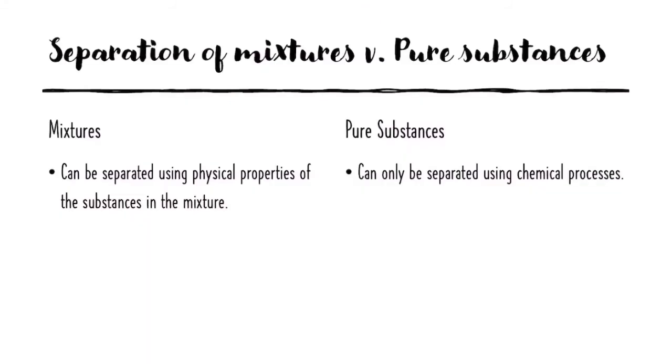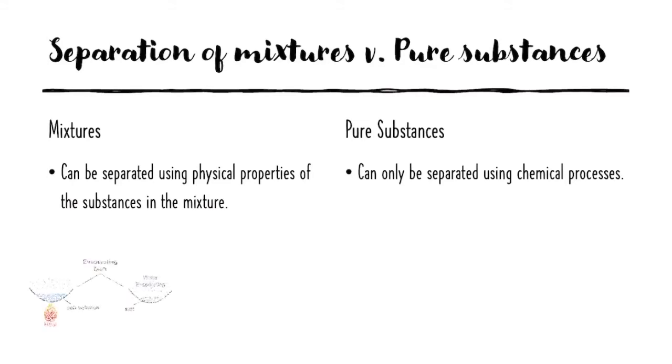All right, so now let's talk about separation. And first, we're going to talk about the differences between separating mixtures and separating pure substances. So when we're dealing with mixtures, these can be separated using the physical properties of the components of the mixture. And really what we're doing here is we're just taking advantage of the differences in those physical properties. So if we have something that has one physical property that sets it apart from the rest of the stuff in the mixture, we can maybe take advantage of that property and use it to pull something out of that mixture.